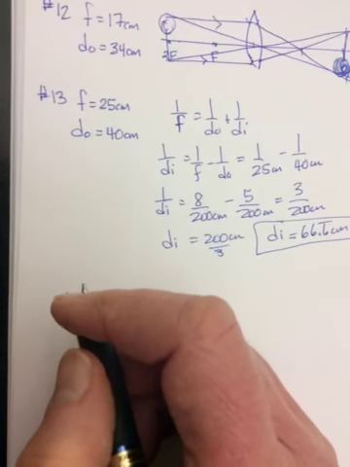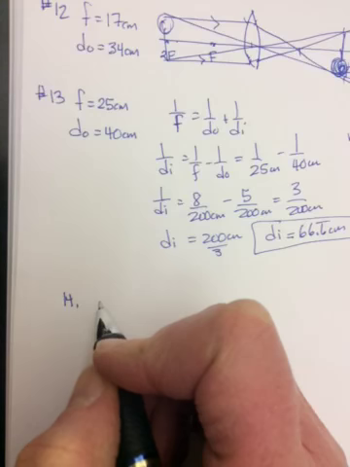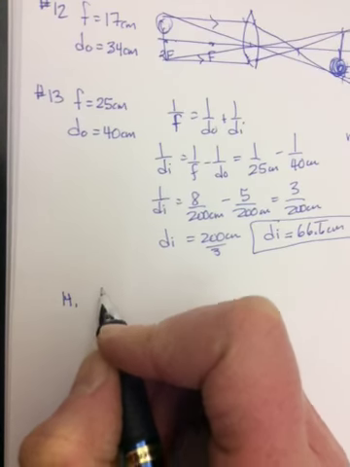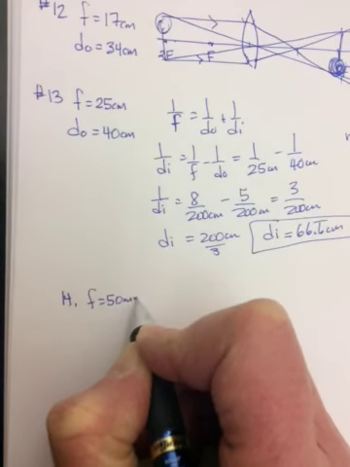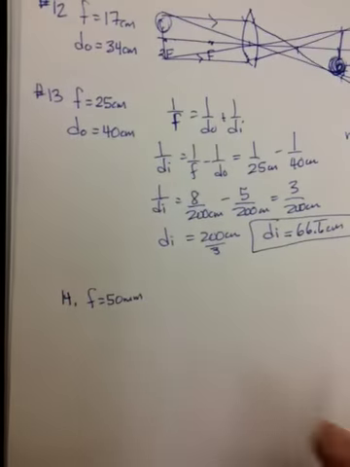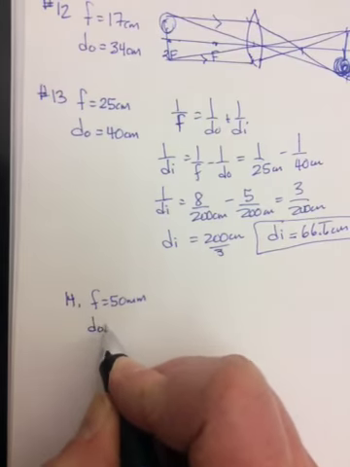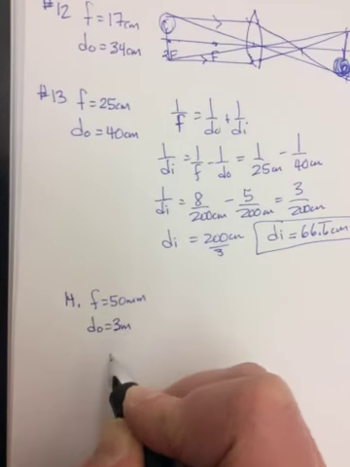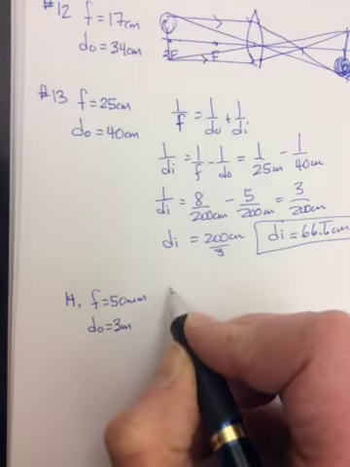Camera lenses are described in terms of their focal length. A 50 millimeter lens has a focal length of 50 millimeters. That seems to make sense. A camera is focused on an object 3 meters away. The object is 3 meters away. That's my DO. And with the 50 millimeter lens, locate the image.